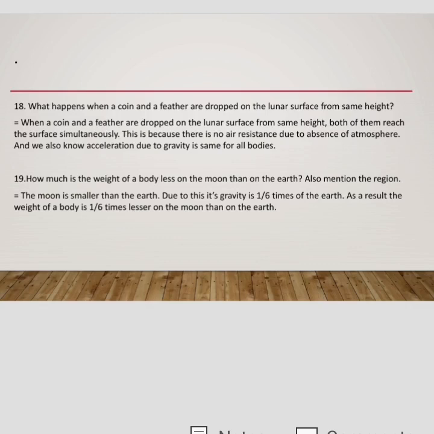So in this case, the moon is smaller than the earth. Due to this, its gravity is 1 by 6 times that of the earth. As a result, the weight of a body is 1 by 6 times less on the moon than on the earth. Here we know that the value of small g is 9.8 on the earth and 1.67 on the moon. While dividing 9.8 by 1.67, we get approximately 6 times. That's why a body weighs 1 by 6 times on the moon.